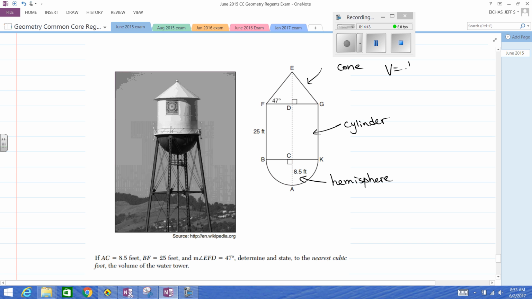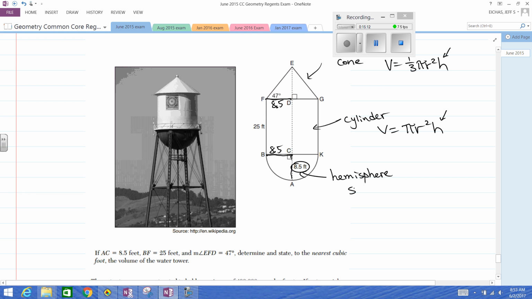So for the cone, it's 1/3 pi r squared h. For the cylinder, it's just pi r squared h. Now, these h's could be different. Their radius happen to be the same. So we are going to use the 8.5, because if this is 8.5, then technically so is that, and so is that. All right, the hemisphere, got to be careful here. I'm going to use just a sphere first, and then I'm going to cut that in half later. Okay, so volume is 4/3 pi r cubed. I'll use that formula, but then I will adjust.